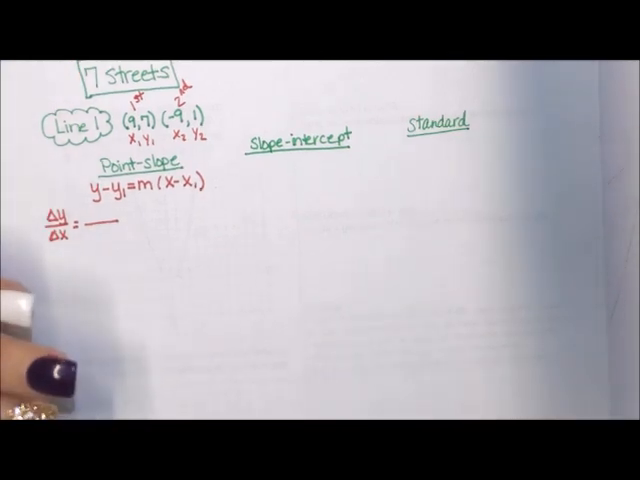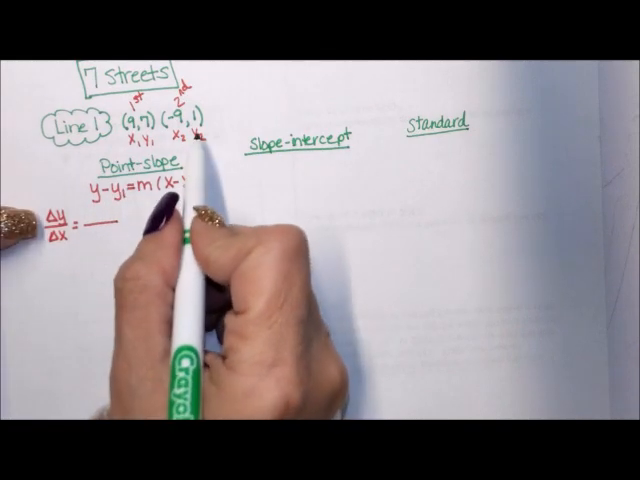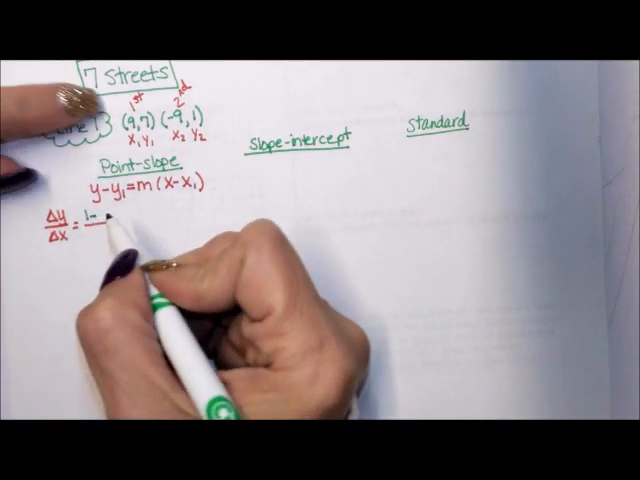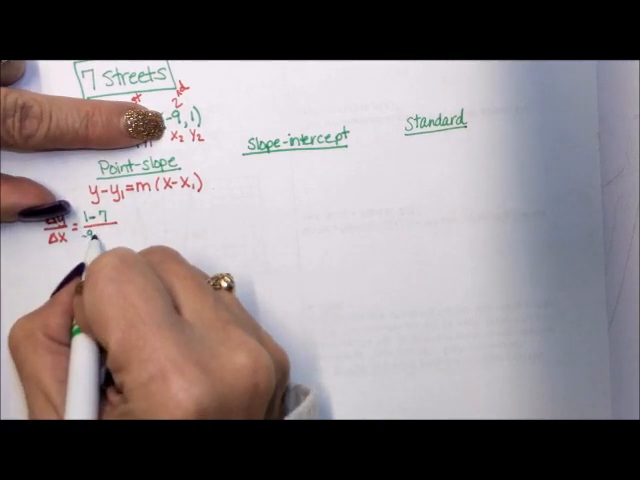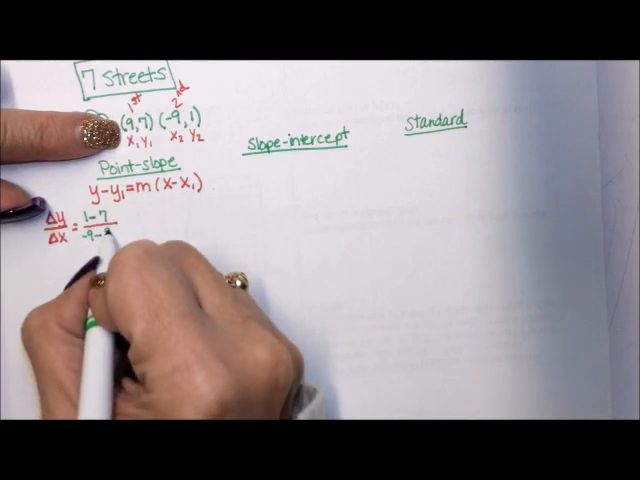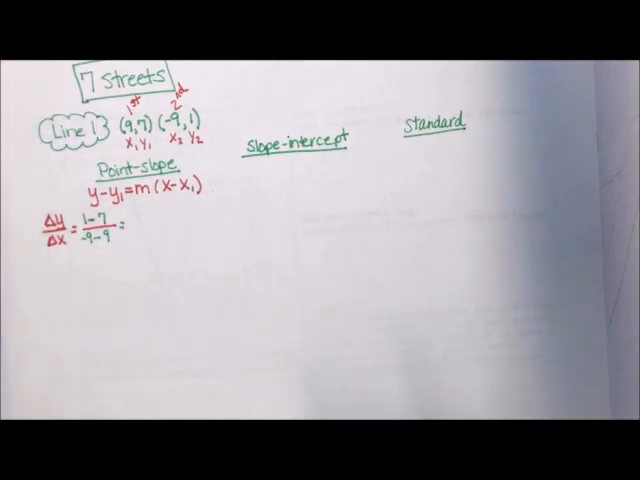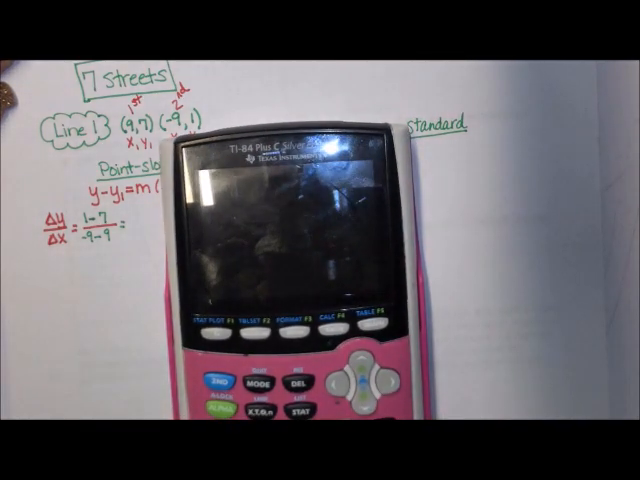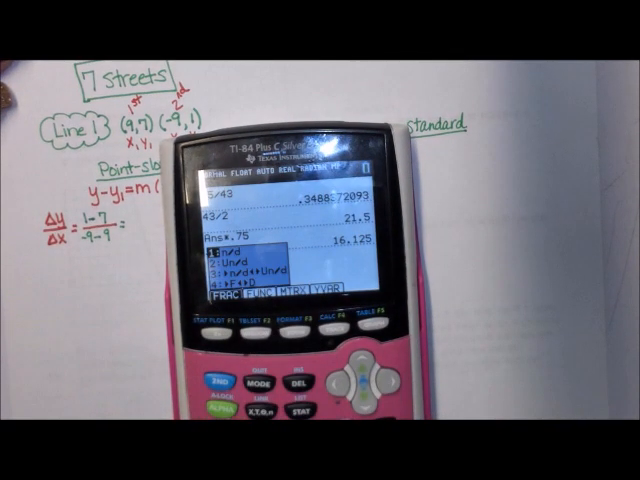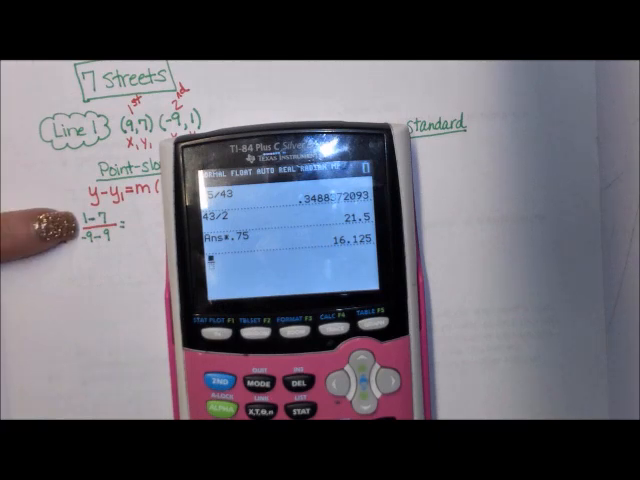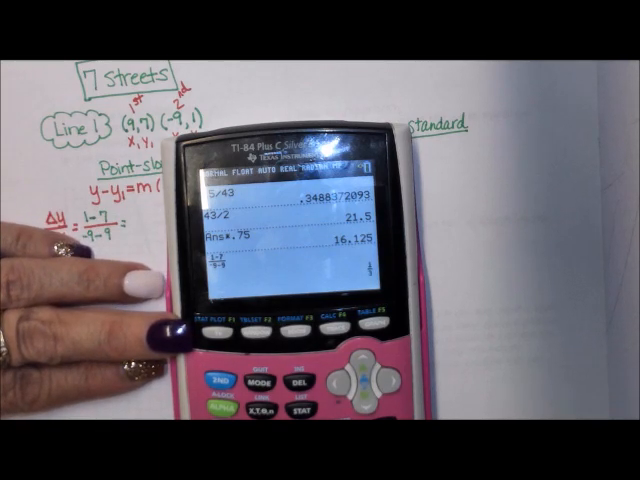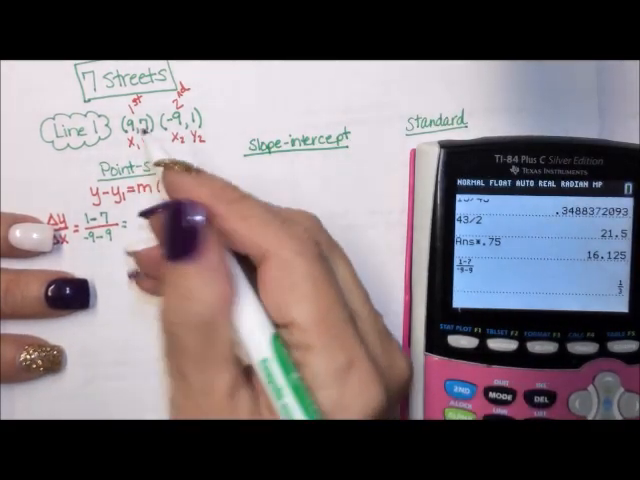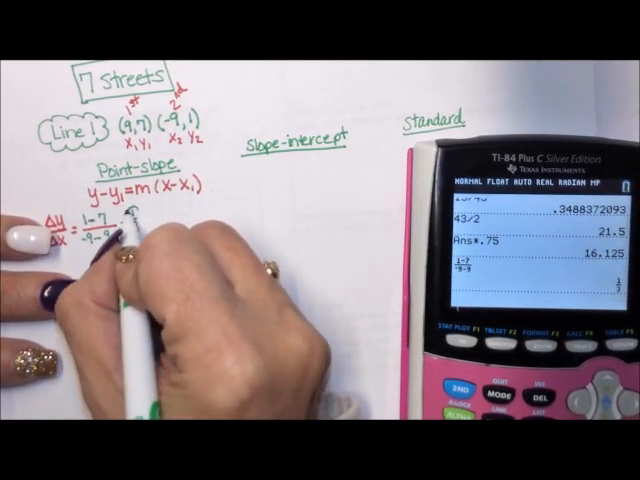I'm going to do this one with you. I'm going to do y2, which is 1, minus y1, which is 7, over x2, which is negative 9, minus 9. Now, remember, we can use our calculator or we can do it by hand. I'm going to take the easy way out. I'm going to use my calculator. 1 minus 7 on top, negative 9 minus 9 on bottom. And it's 1/3. Alright, so my slope is 1/3.